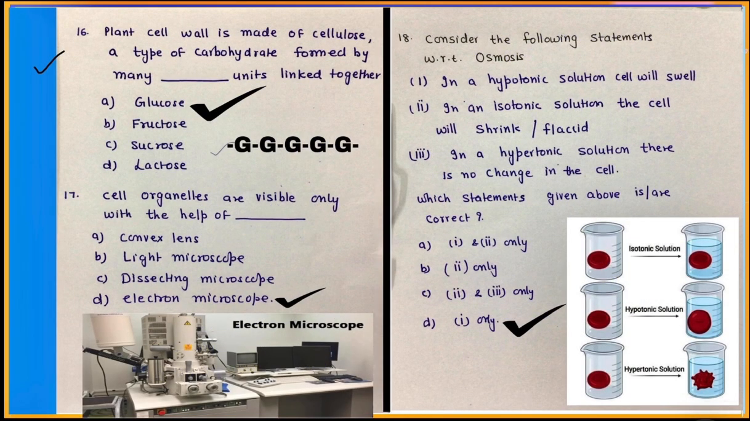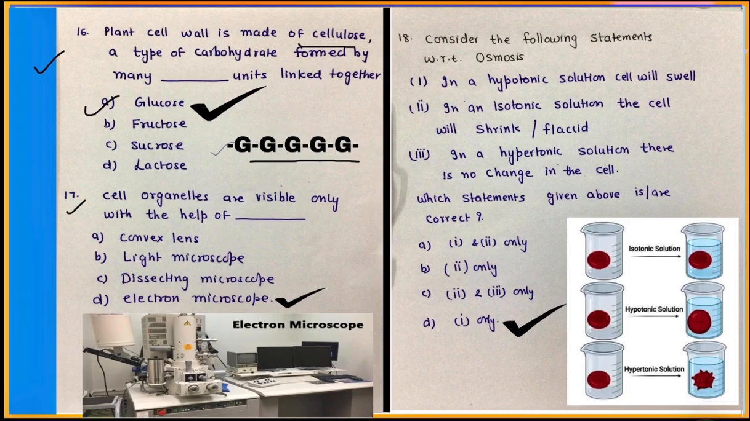Question number 16. Plant cell wall is made of cellulose, a type of carbohydrate formed by many dash units linked together. It is formed by many glucose units linked together. So here A is the correct answer.